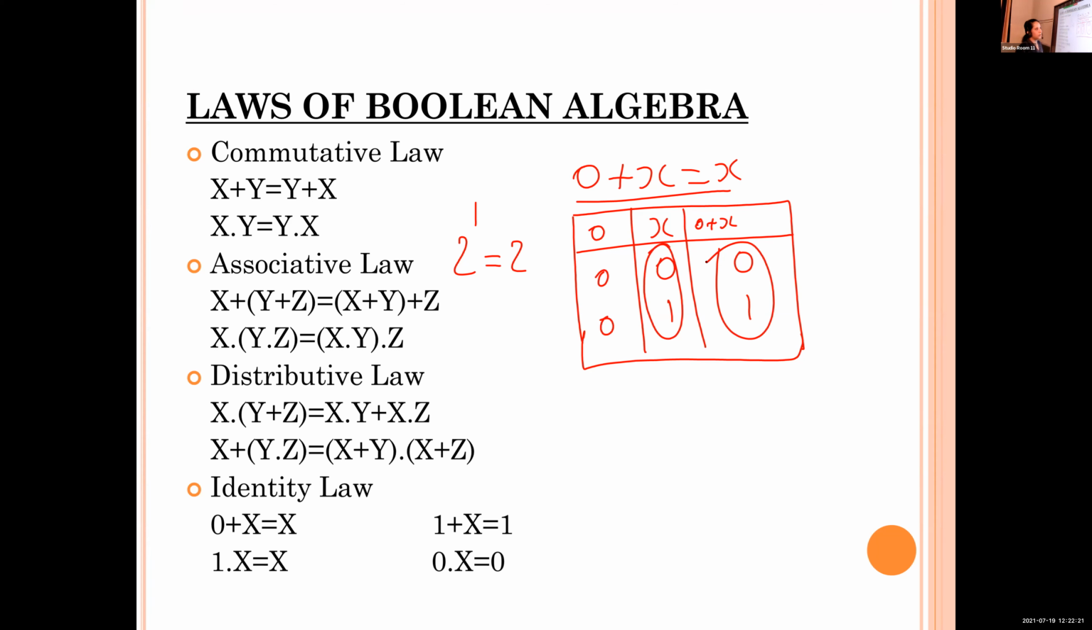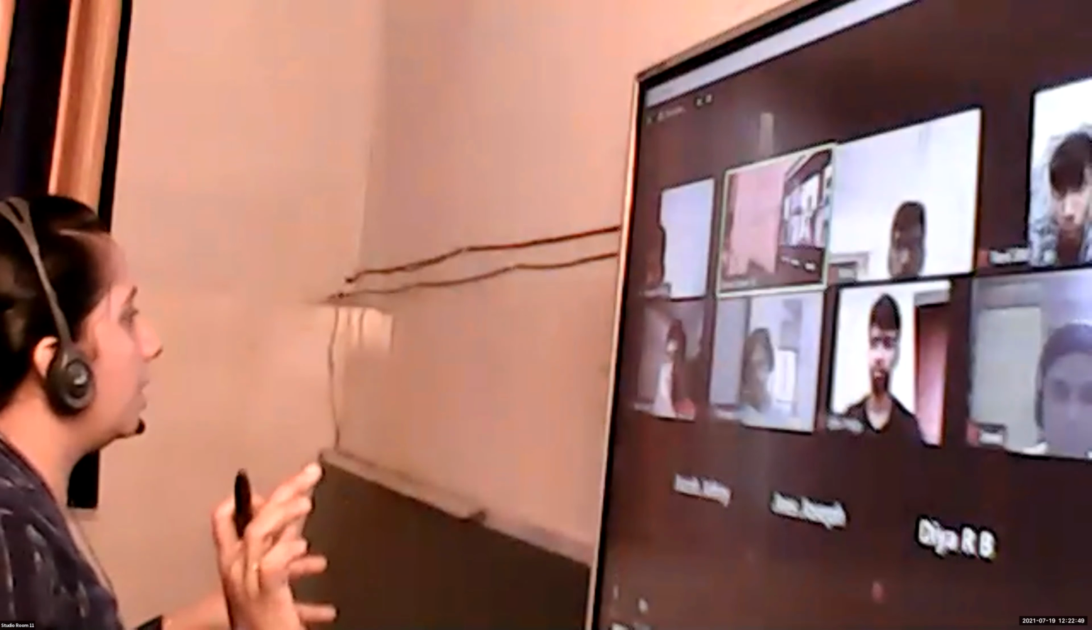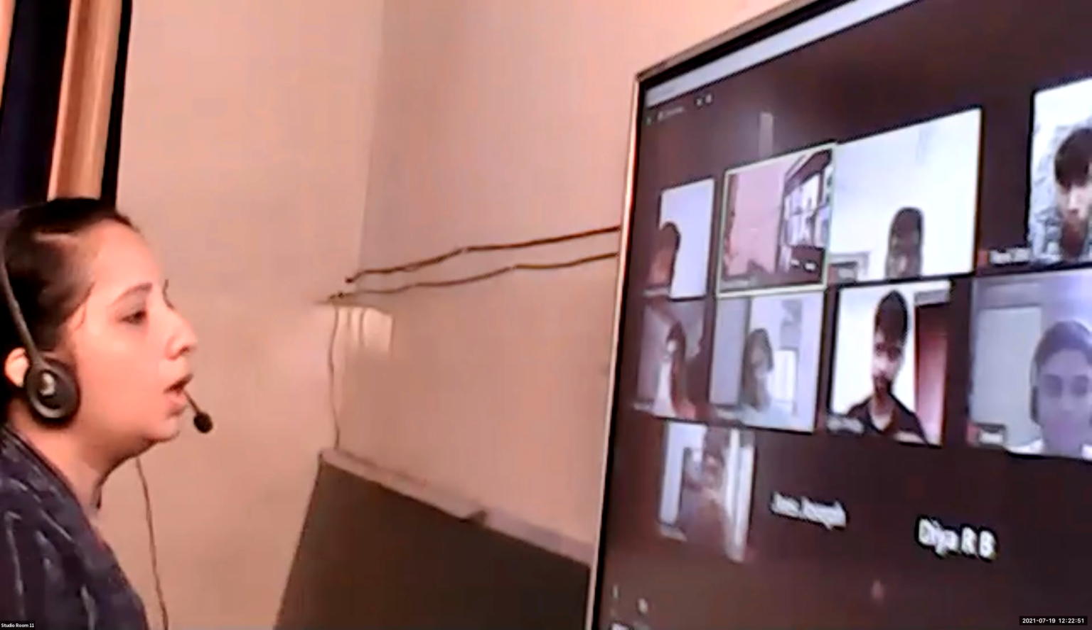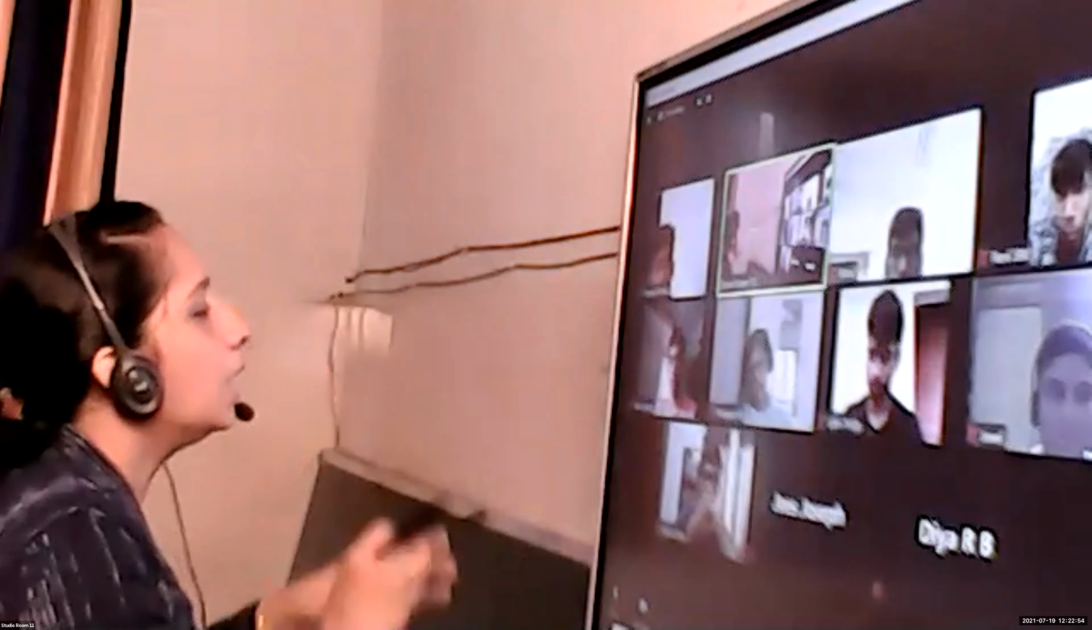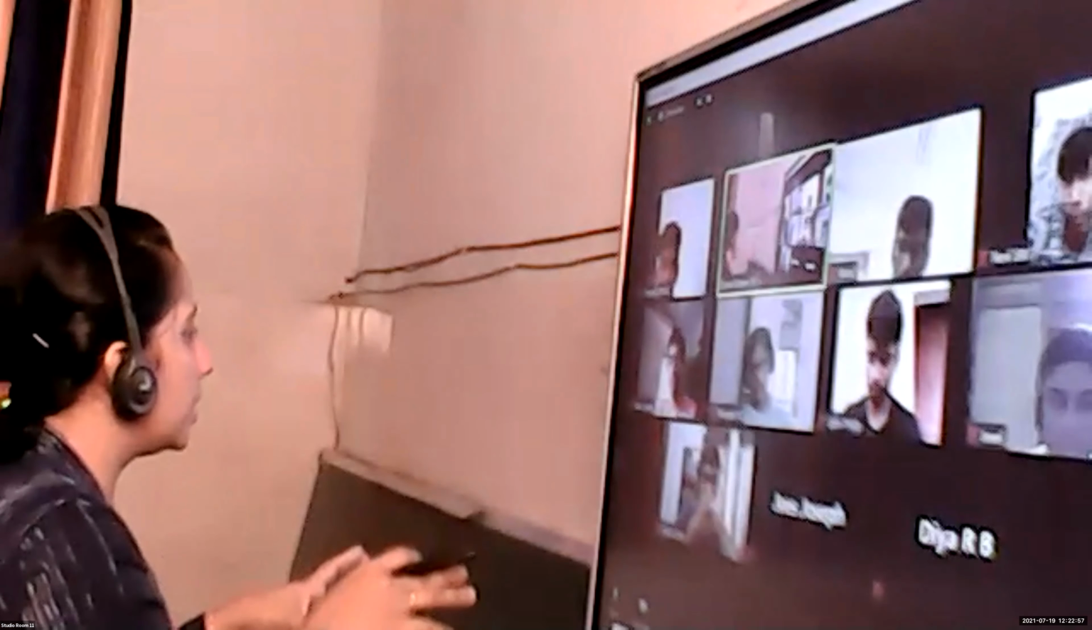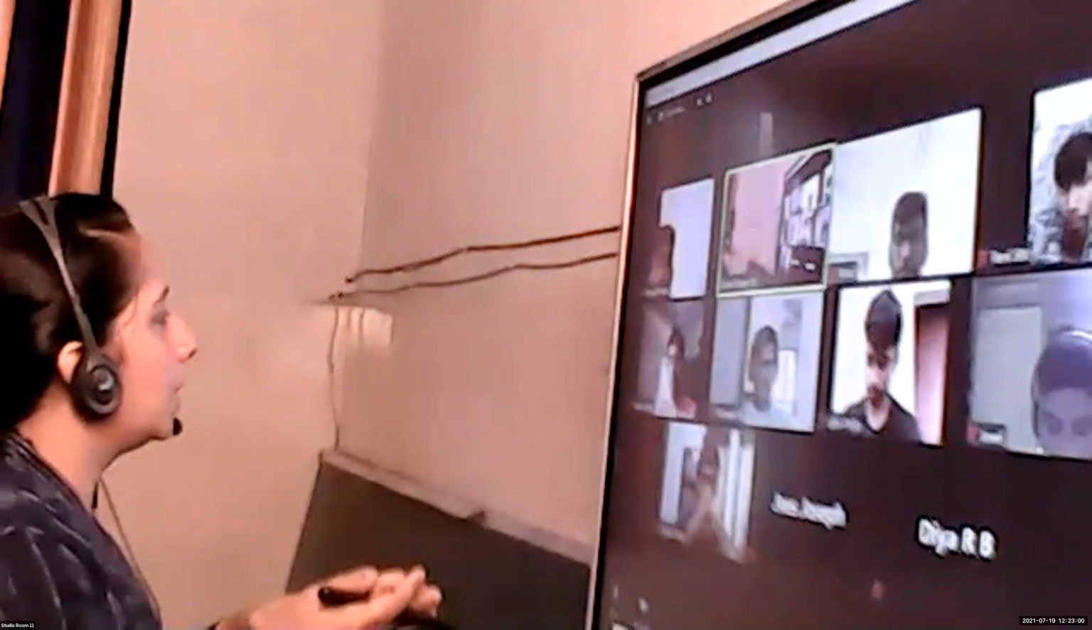Then we are moving with 4 values. In the identity law, we are dealing with 4 values: 1 plus x, 0 into x, 1 into x, and 0 plus x. If you are confused with these 4, just draw the truth table, give some input values based on the Boolean expression and find out the result. Is it clear? Then continue with the solution.